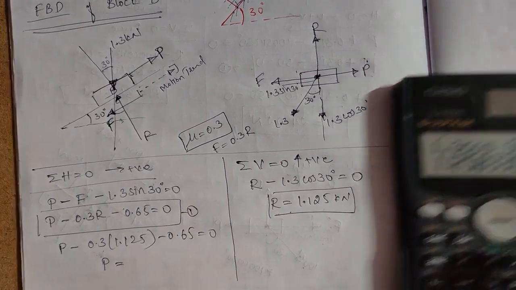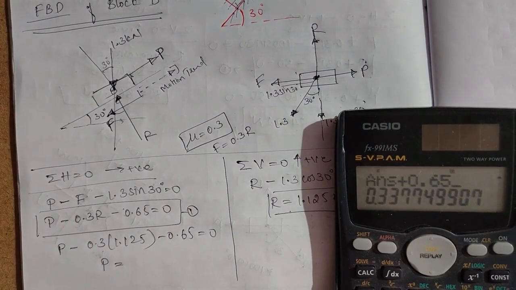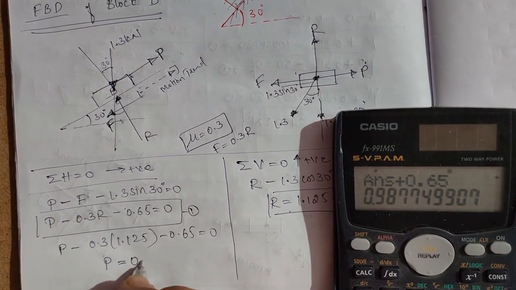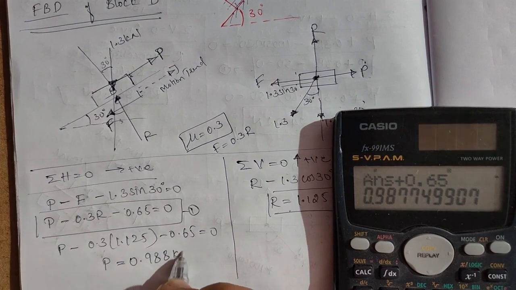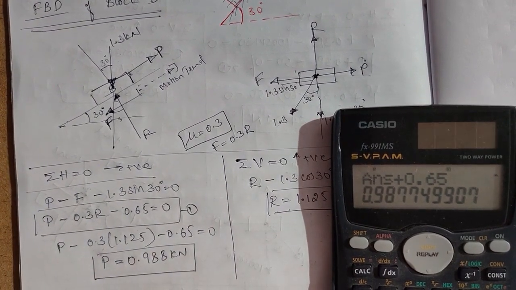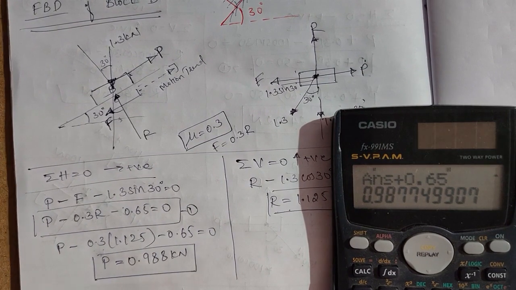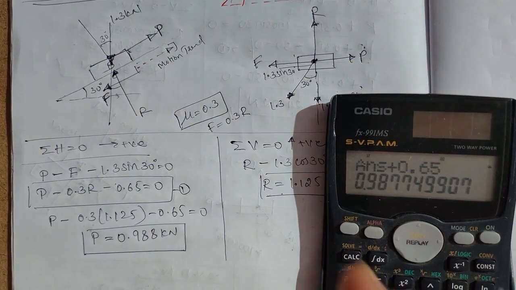So then the value of P will be 0.3 times 1.125 plus 0.65, that is, the P value will be 0.988 kilonewton. So if this value of P is there, then the B can come up.